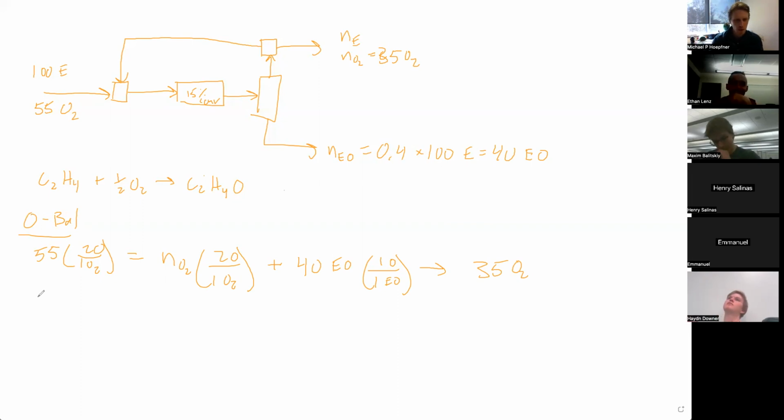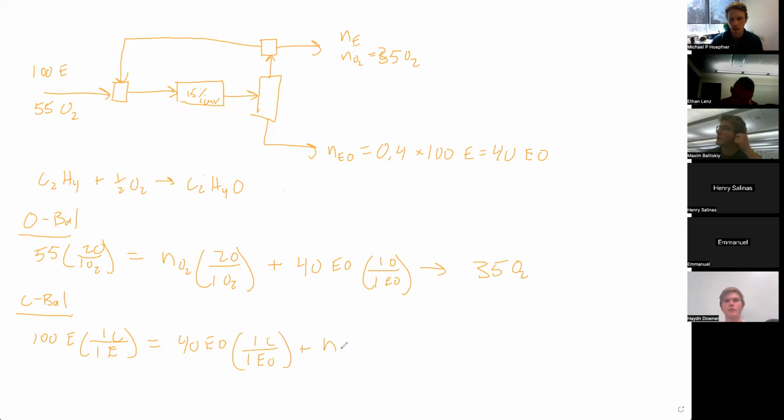And let's do a carbon balance. We could also do extended reaction, but we did an example of extended reaction yesterday, so I guess it's good to go over the carbon atom balance. 100 ethylene, 1 ethylene is equal to 1 carbon. Leaving the system, we have 40 ethylene oxides, 1 EO is 1 carbon, plus our unknown ethylenes, 1 ethylene is 1 carbon, and then this should be just 16.